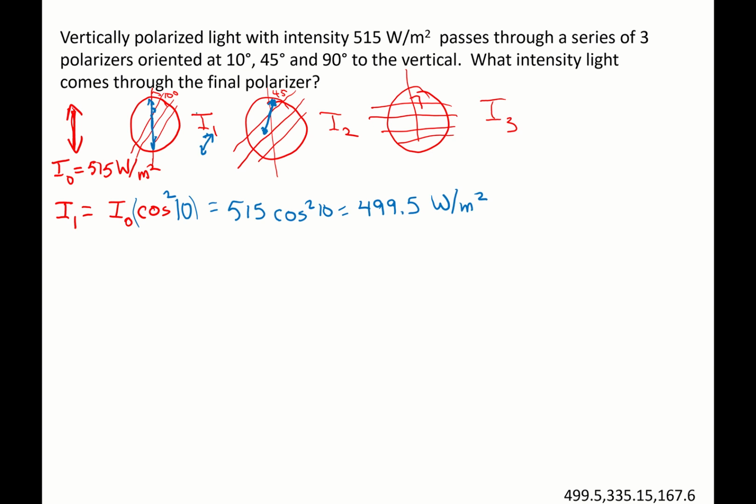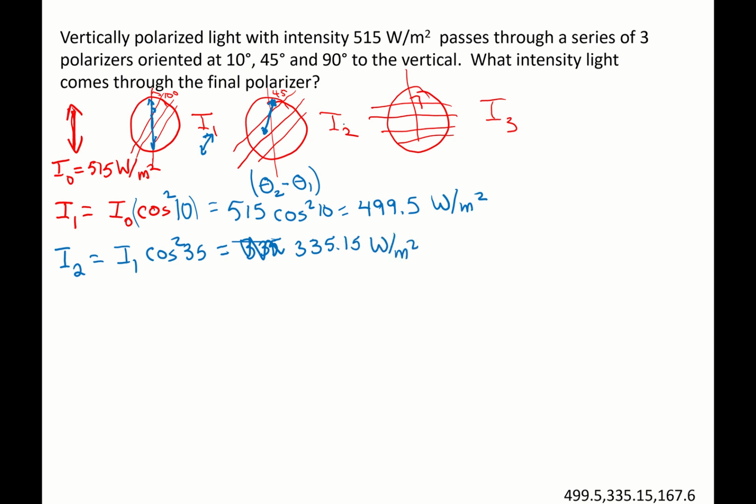So the angle between the two polarizers is the angle that I need to take the cosine of. So it's theta 2 minus theta 1. So 45 minus 10, which is 35 degrees. So I2 is going to be I1 times the cosine of 35 squared. And so that's going to be 335.15 watts per square meter.